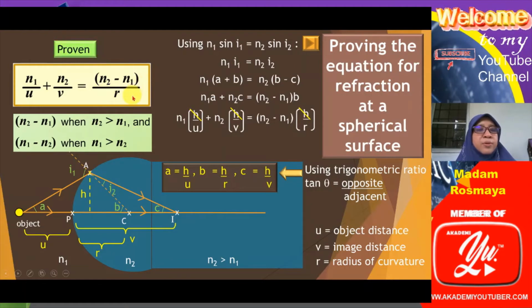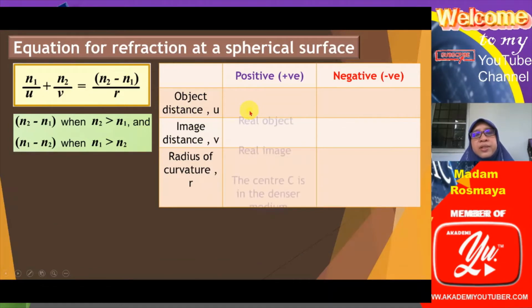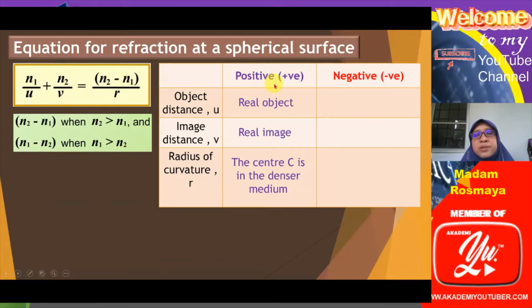If you use refractive index N1 larger than N2, you will get the same formula, but the N1 is here, and the bracket becomes N1 minus N2. So as a conclusion, for the equation N2 minus N1, generally N2 must be larger than N1, so this is always a positive value. For a real object, the value of U is positive. For a real image, V is positive. And for the radius of curvature to be positive, the center C is in the denser medium.